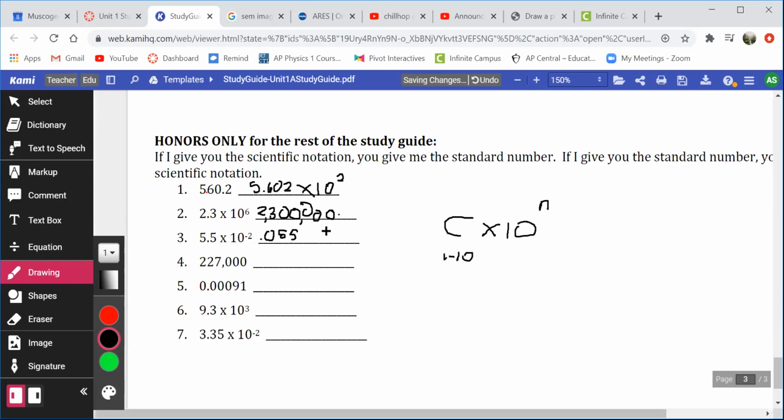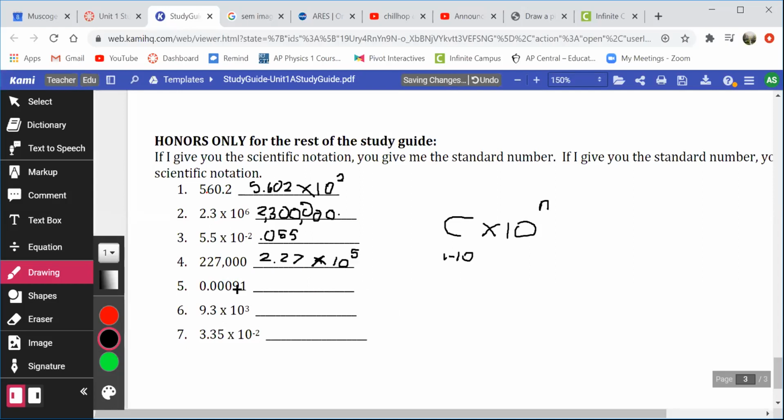So, who wants to handle number 4? Who wants to help me put that into scientific notation? First, what's going to be my coefficient? 2.27. There we go. So that is solidly between 1 and 10. Now, what's my exponent going to be? How many times I'm going to have to move that decimal, and in what direction? 5 to the right. All right, 5 to the right. That means it's going to be times 10 to the positive 5.